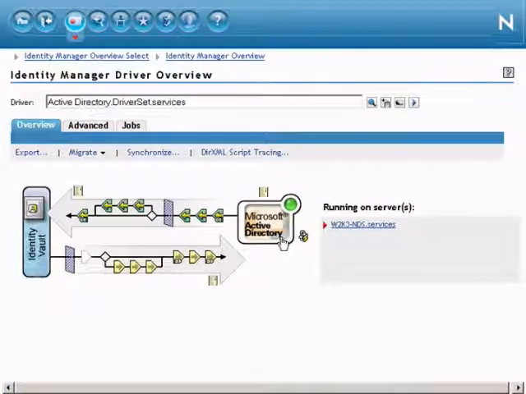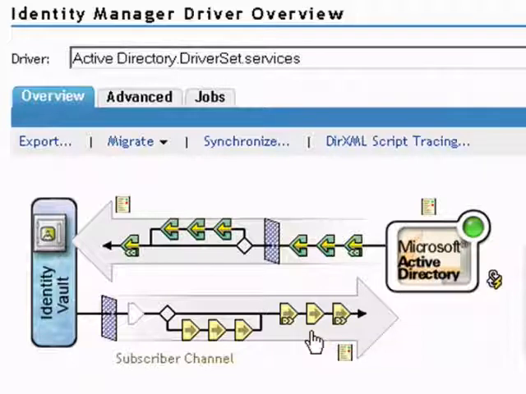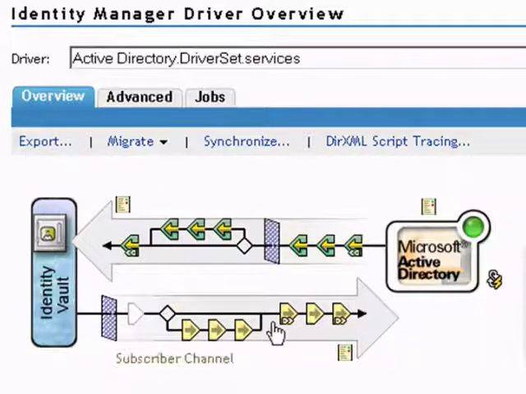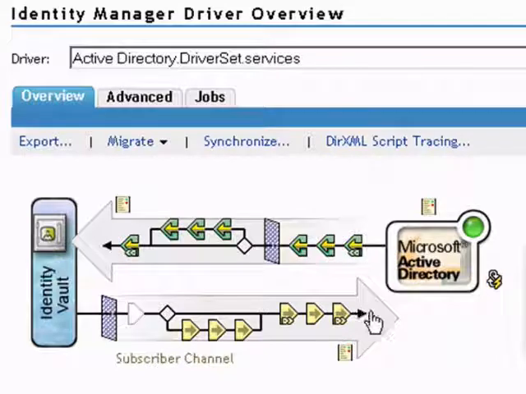So you can see here we have our identity vault, and we have our connected system, which is Active Directory. You'll notice as I come down and highlight, this is the subscriber channel. So that's the events coming out of the identity vault. And then we have our publisher channel, which is events coming out of the connected system, which is Active Directory in this example. But what we're going to talk about in the next few slides is what's in these channels. There are different stopping points and decisions that we need to make on that XML that's being sent over. And that's what we're going to discuss next.